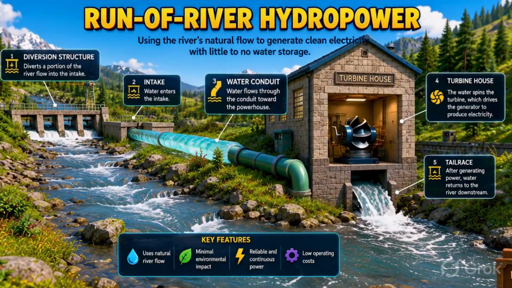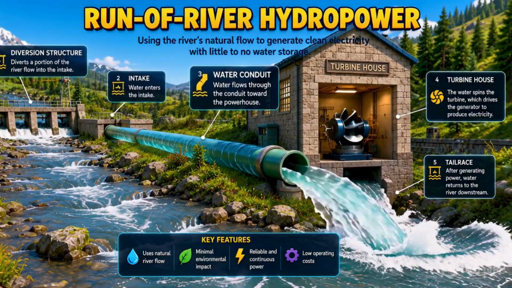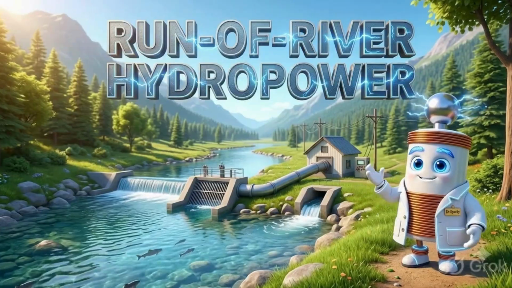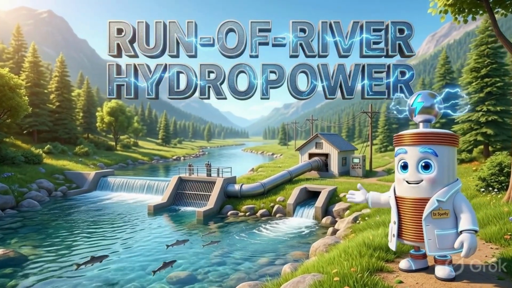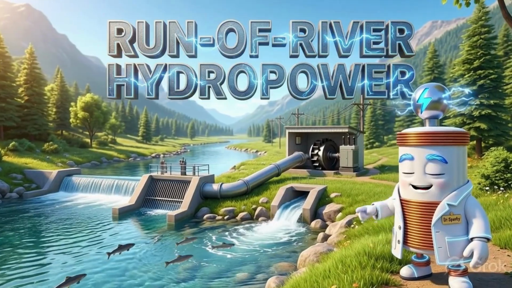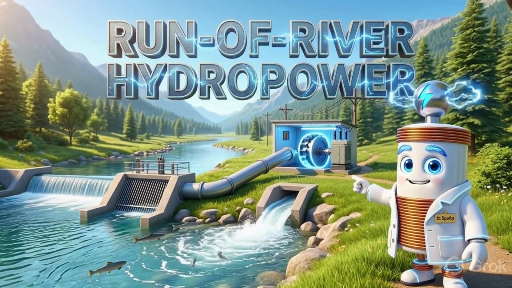The second type is run-of-river hydropower. Instead of relying on a large reservoir, it mainly uses the river's natural flow. Water is diverted through the plant, passes through the turbine, generates electricity, and returns to the river. Because storage is limited, output depends strongly on available river flow.